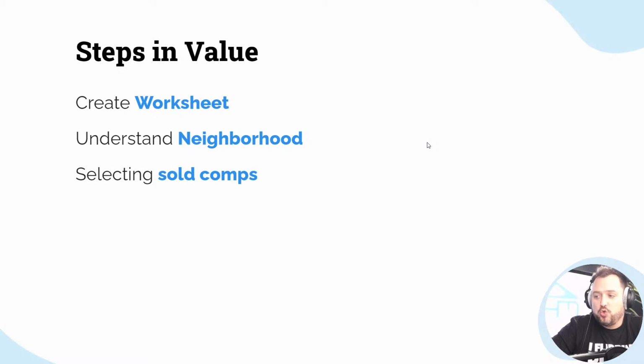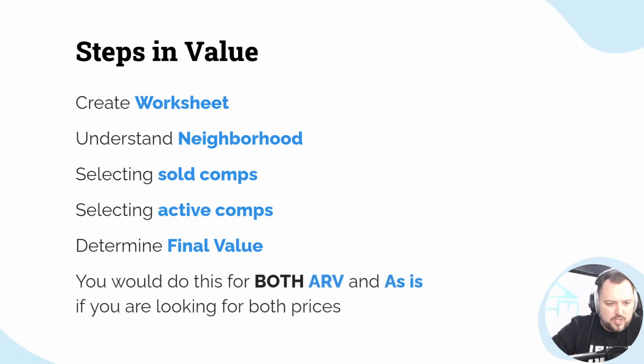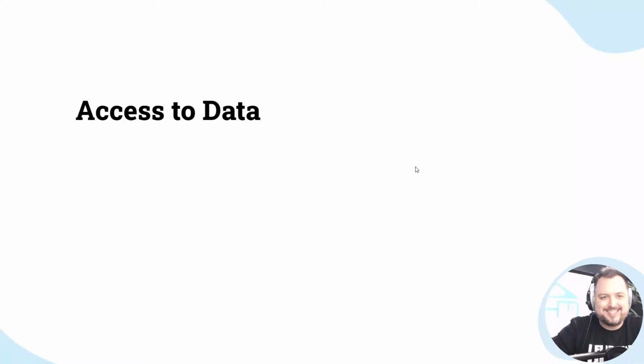Then you select sold comparables, what has recently sold in the area. And then we select active comparables. And we're going to use the lowest of the actives or the solds. If markets are going up, we're going to be using the actives. If markets are going down, you're probably going to be using the solds. It just depends on what's happening in the area. We'll show you all this. And then we determine the final value for the property. What's this property really worth? You would do this by doing both the ARV and the as-is if you're looking for both prices.